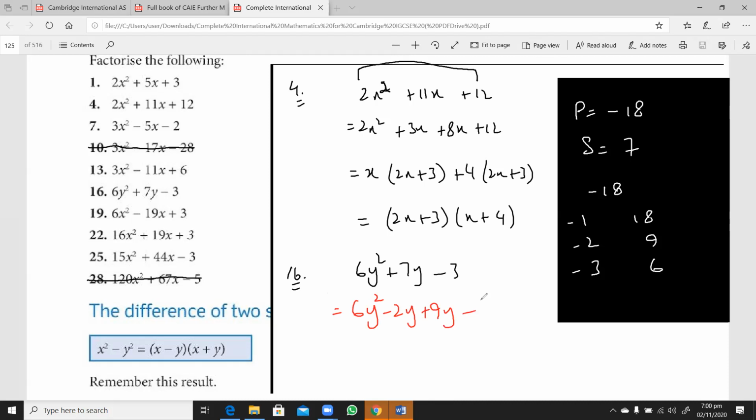Okay, so we shall write it as 6y squared minus 2y plus 9y minus 3. So you have 2y common from here. This is 3y minus 1. And you have 3 from here. This is 3y minus 1. So this is 3y minus 1 times 2y plus 3. Okay? Can you try that 19th question?